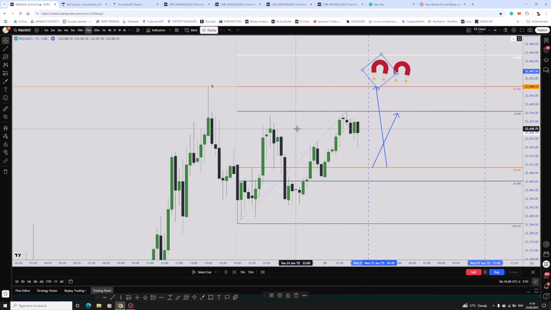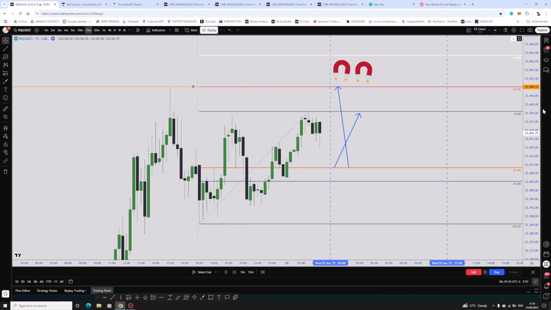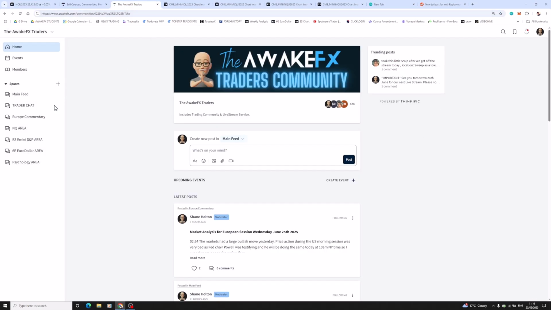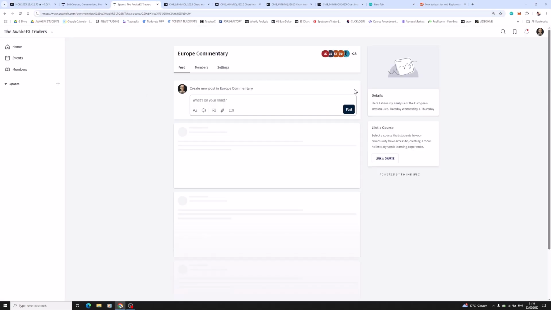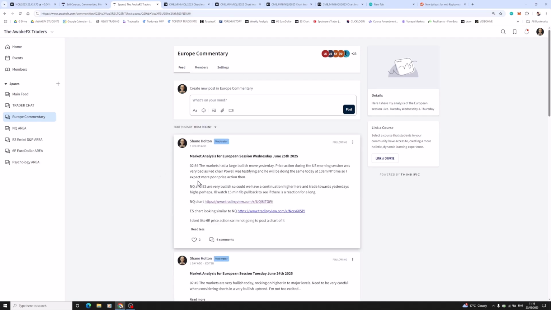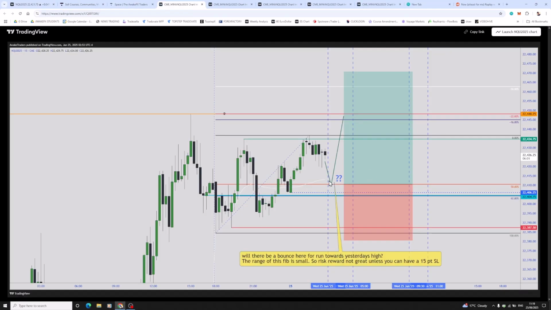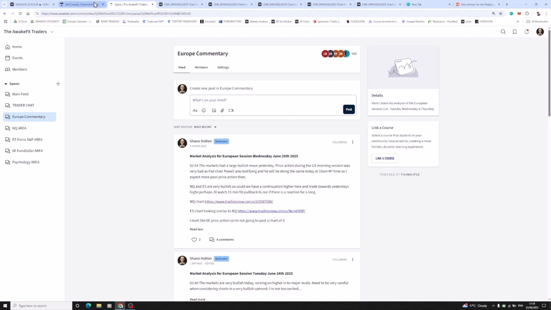So I alerted my community, the AwakeFX Traders community. I'm over here on the left in the European commentary, I comment in here to my students about what I'm looking for. And I posted my NQ chart in here this morning saying, okay, this is an area we could be looking for a potential bounce for a move higher. Now there is more notation on the chart here, so I've simplified it here.